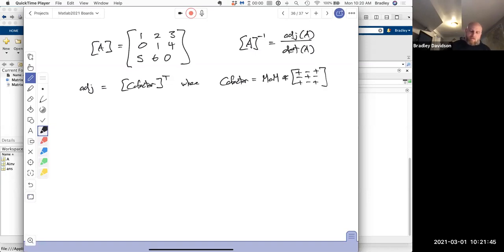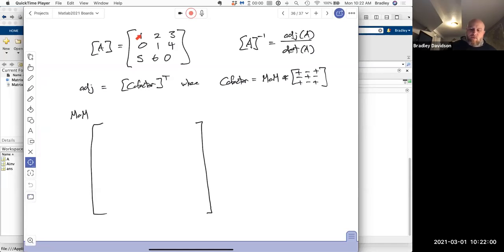Okay. And so to get the matrix of minors, draw a big matrix so we can do our calculations. And so we're going to cover up the 1, all right, cover up the row and the column that it's in, and then take the determinant of what's left, which is 1, 4, 6, 0. Okay. For our next minor, we're going to choose 2, cover up the row, cover up the column, and then what's left is 0, 4, 5, 0. Take this column, this row, what's left is 0, 1, 5, 6.